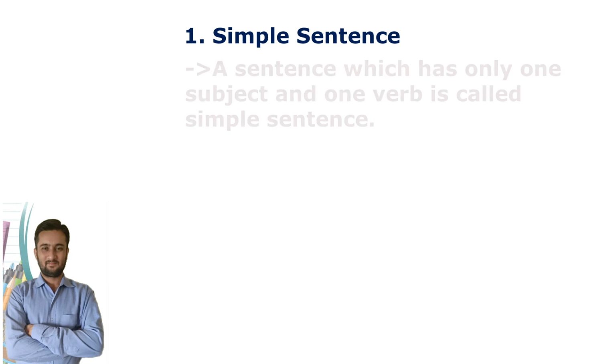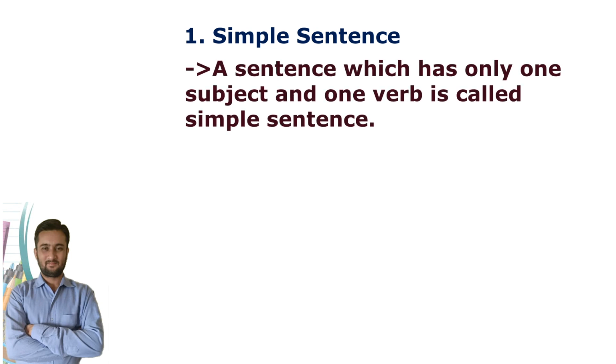So before starting complex sentence and compound complex sentence, let's revise simple sentence and compound sentence. In a simple sentence, we already saw in that video, a simple sentence means only one subject and one verb, and that sentence is called an independent clause. It is not dependent on any other one.